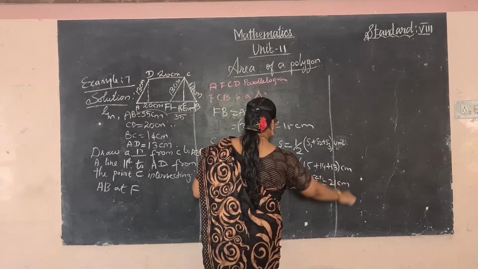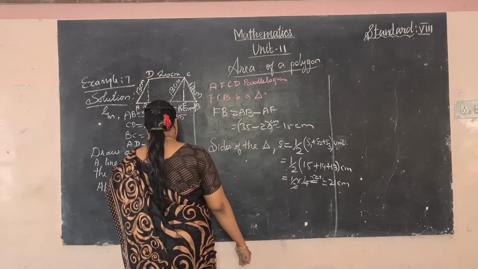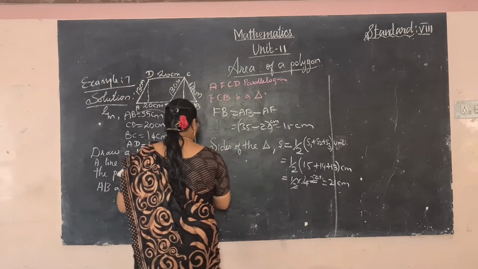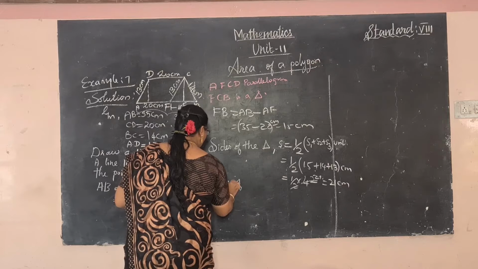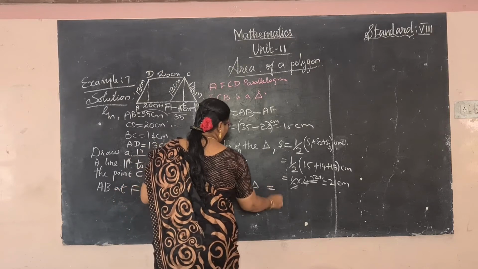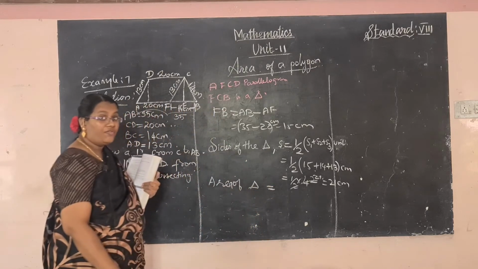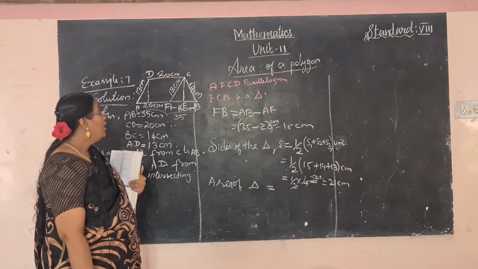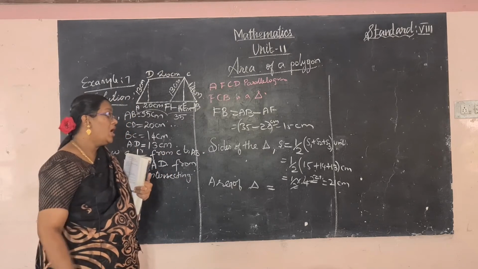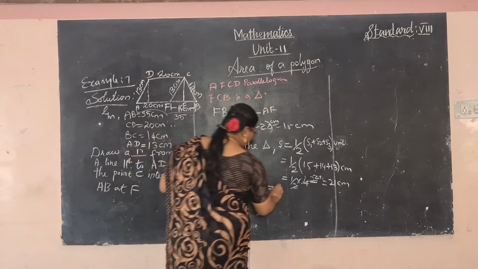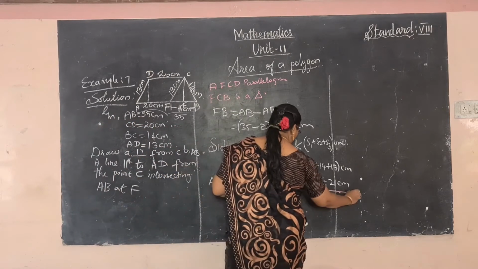21 centimeter. So the side of the triangle is 21. Now we have to calculate the area of the triangle. Area of the triangle is half into base into height, but here we only know the sides. So we use one of the formulas, the square root formula, when the sides are given. We have used this formula.